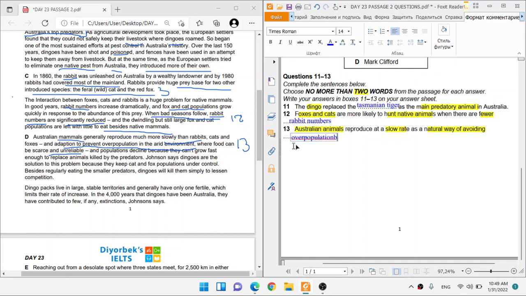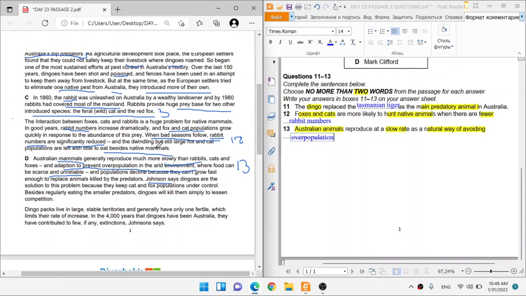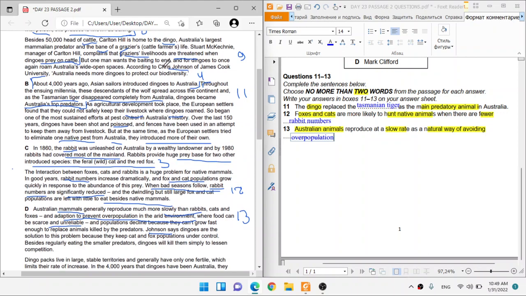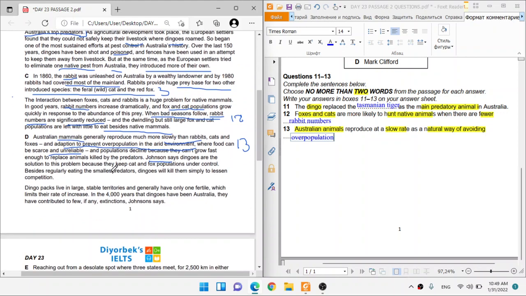Overpopulation is not good because when food is scarce and unreliable, they have to prevent overpopulation. And population decline happens because they cannot grow fast enough to replace animals killed by predators. Johnson says dingoes are the solution to this problem. So again, our guy in paragraph B, if I may, is Chris Johnson. He is again saying dingoes are the solution. How? They keep cat and fox populations under control.